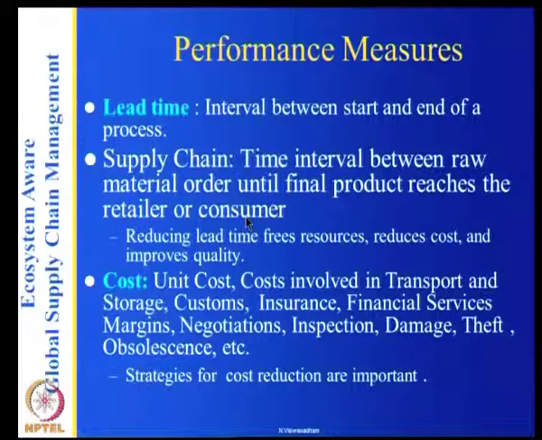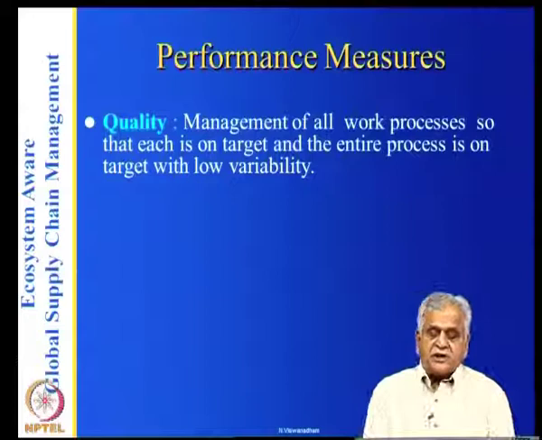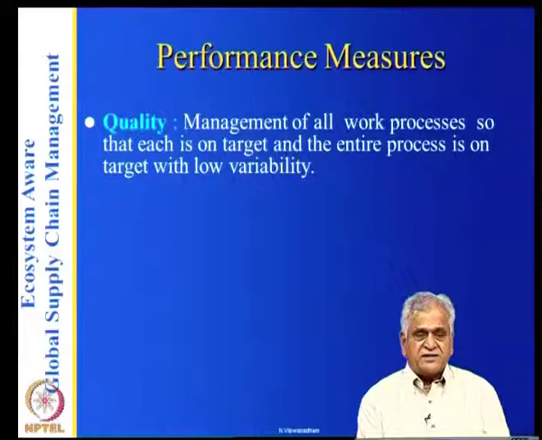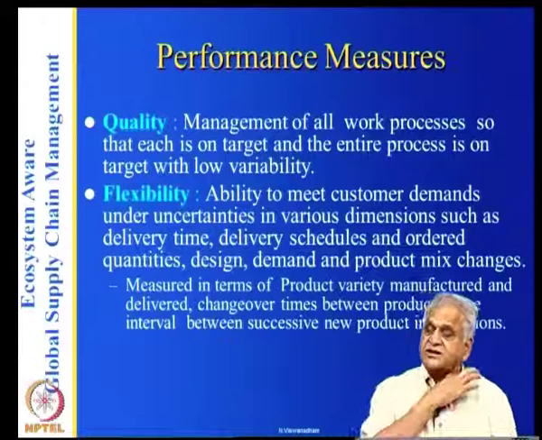There are other parameters. One important thing is quality. Managing all the work processes so that each is on target and the entire process is on target with low variability. Basically, if you say this particular product should take only 1 week, and it should be delivered next week, then for whatever reasons, all the work processes should be on target, seen to be on target, so that the entire process has less variability. Variability induces other uncertainties, and it will affect the inventory levels.